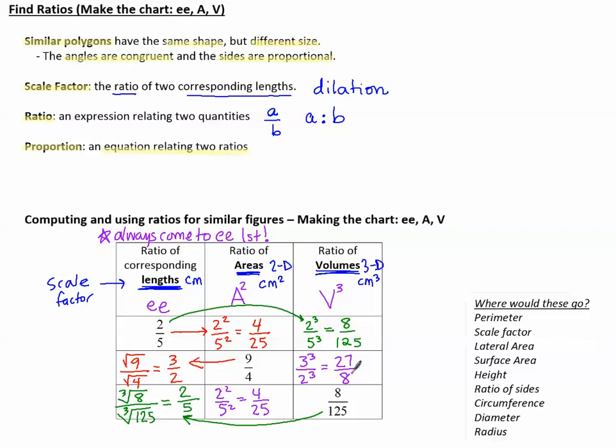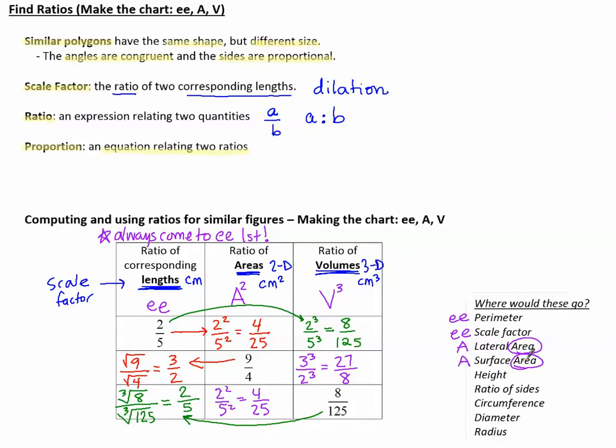So think about, where would these go? If they said the ratio of perimeters, well, does that say area or volume? It does not, so that's everything else. Scale factor, everything else. Lateral area, I see the word area, so that goes in the A column. Surface area, I see the word area, so that goes in the A column.